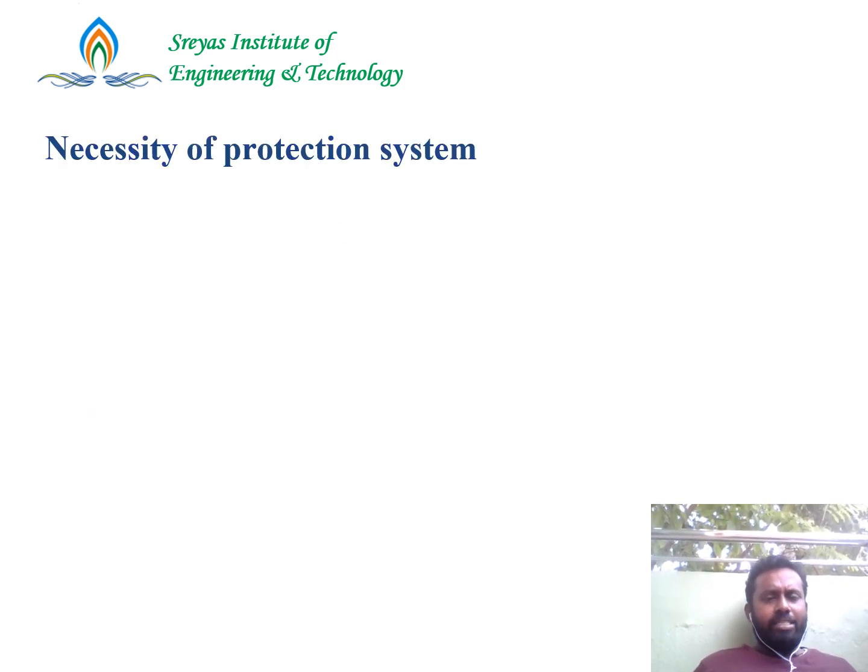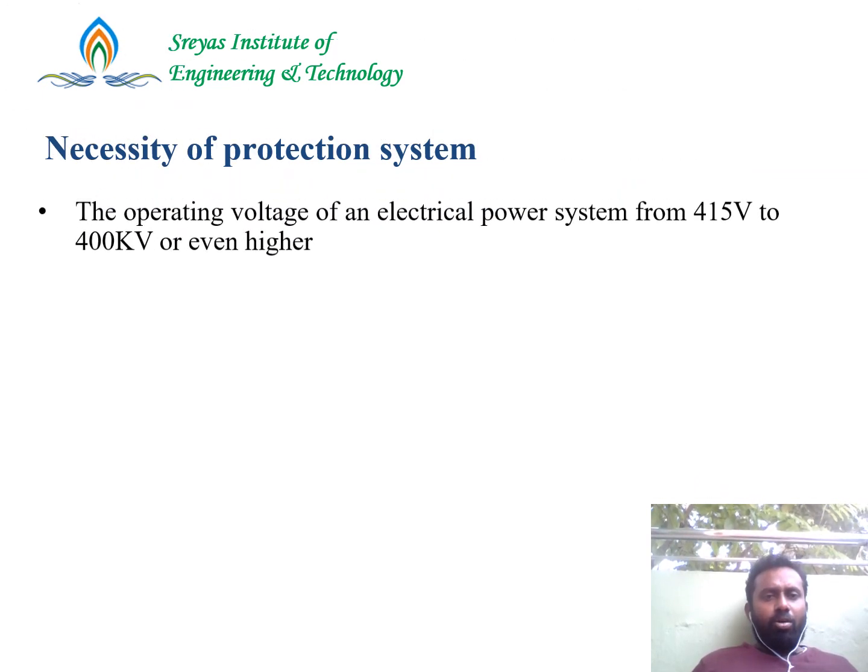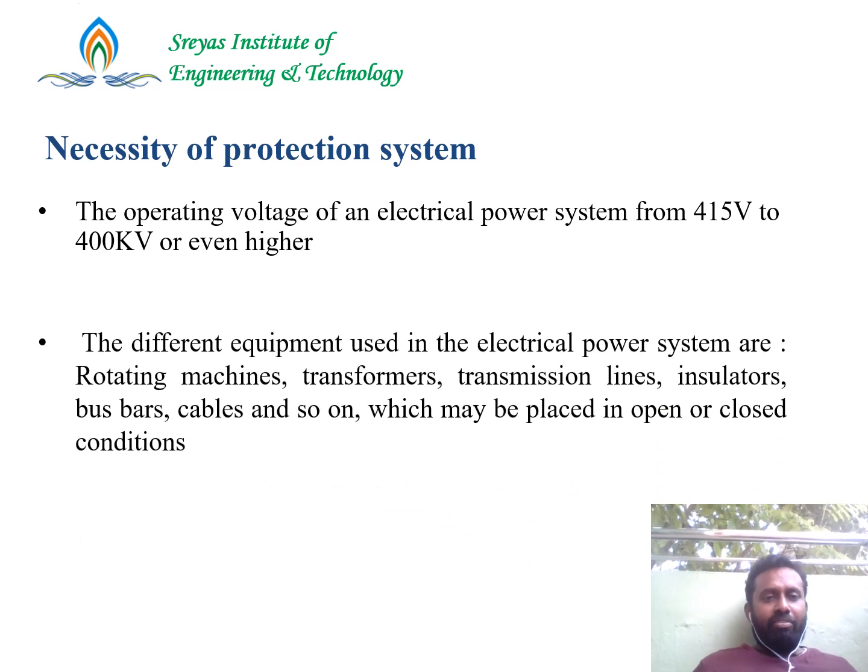Now, what is the necessity of protection? Why do we need to protect the system? The operating voltage of an electrical power system varies from 415 volts to 4000 kilovolts or even higher sometimes. The different equipments used in electrical power systems are rotating machines, transformers, transmission lines, insulators, bus bars, cables and so on, which may be placed in open or closed conditions based on the requirement.